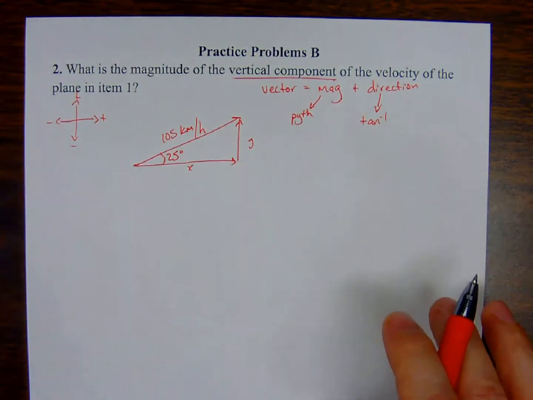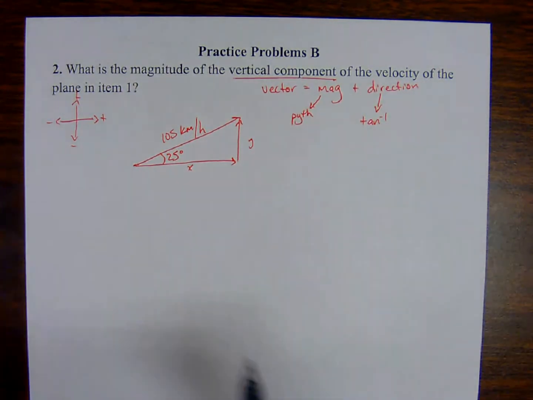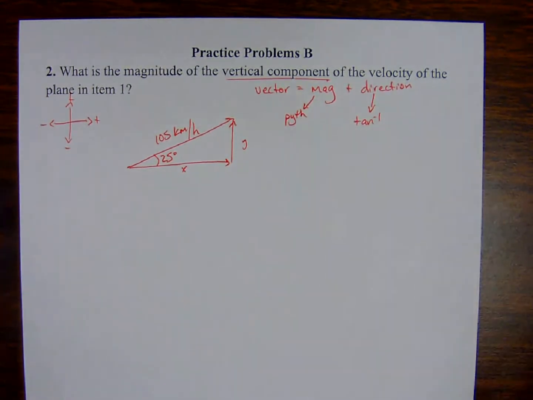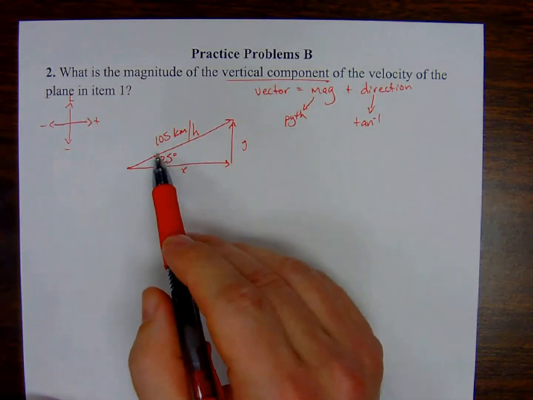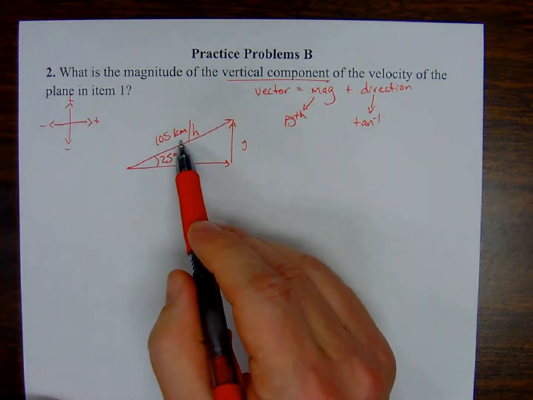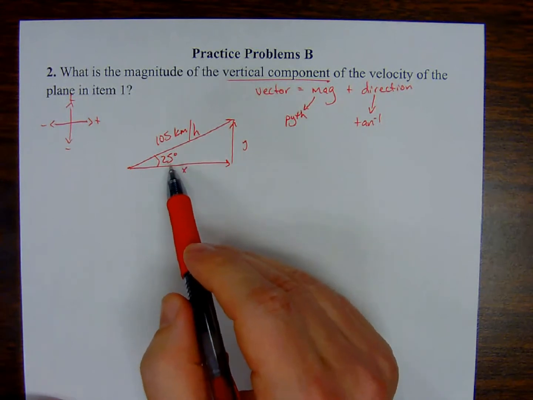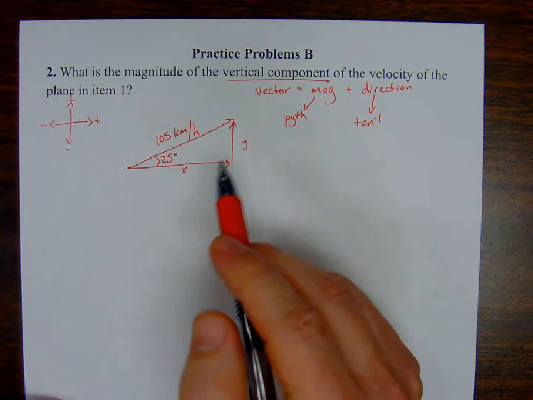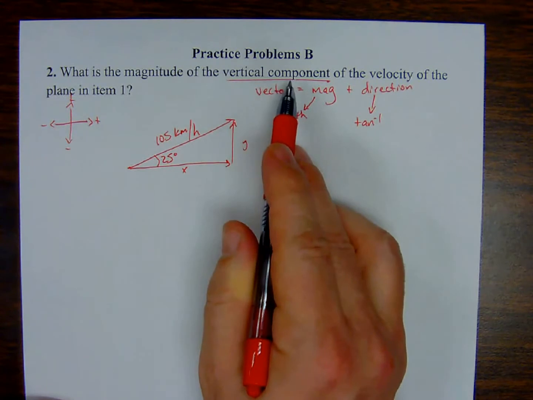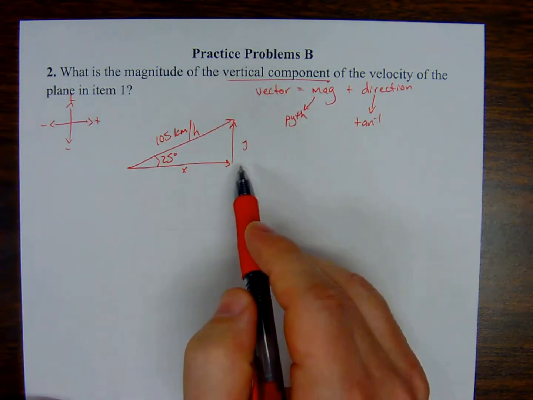But the question here is, what is the magnitude, specifically the vertical component of the velocity of the plane in item 1? If you need to fact check me, you can check the previous video in this playlist. But if you're going to take my word for it, we had a plane traveling with a velocity of 105 kilometers per hour at an angle of 25 degrees above the horizontal. In item 1, we solved for the horizontal component of the velocity, the x component. And in item 2, we're being asked to solve for the y component, which is the vertical component.